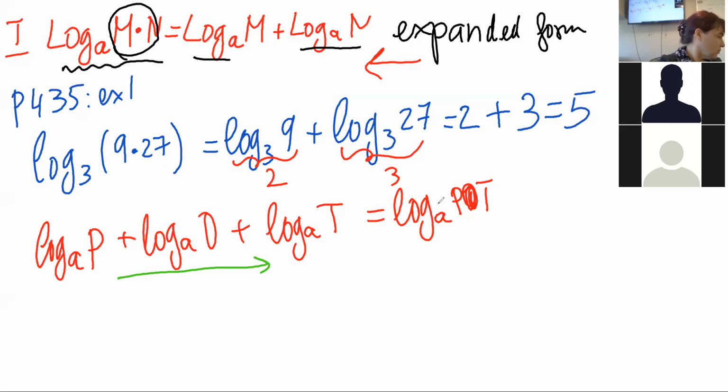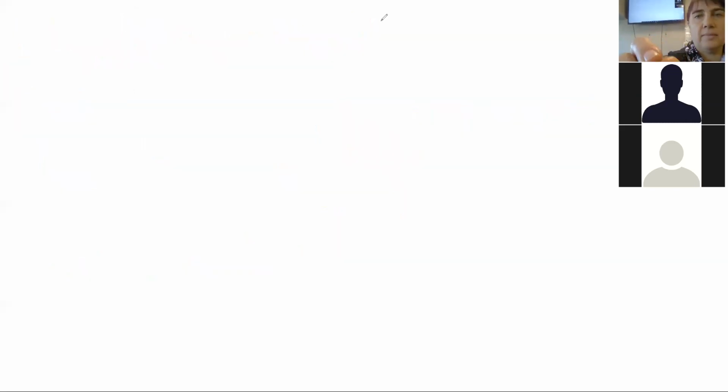Now the next rule. Okay. Again, just notice the base is always the same. The base does not change. It's always A. If the bases are different, you cannot do this. Okay. This was rule number 1. I hope you took note because I am erasing everything. So rule number 2.